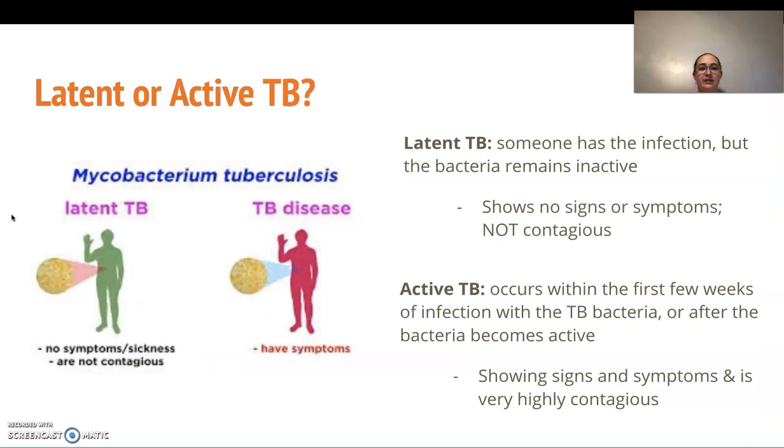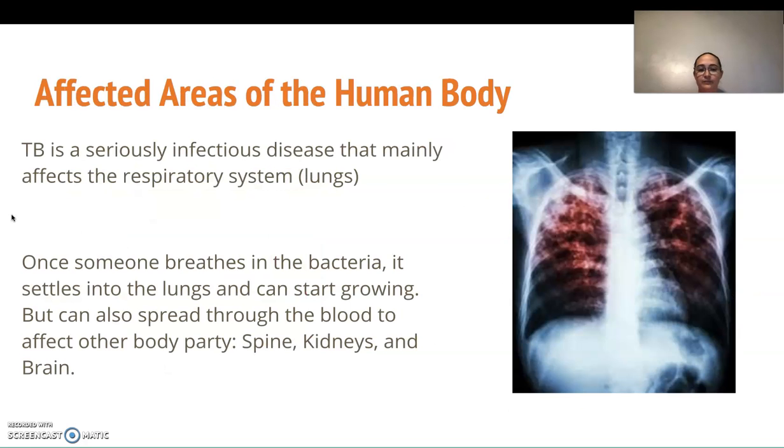There's two different types of TB, latent TB and active TB. Latent TB is when someone has the TB infection, but the bacteria remains inactive, so the signs and symptoms aren't shown and they're not contagious at all. But with active TB, this usually occurs within the first few weeks of the infection with the TB bacteria, or after the bacteria becomes active, which you can have latent TB for a few years and then the bacteria can somehow become active. So then you'll start showing the signs and symptoms and become very highly contagious.